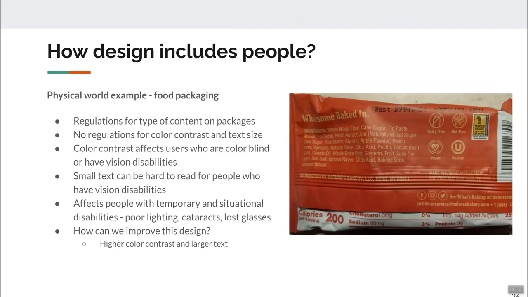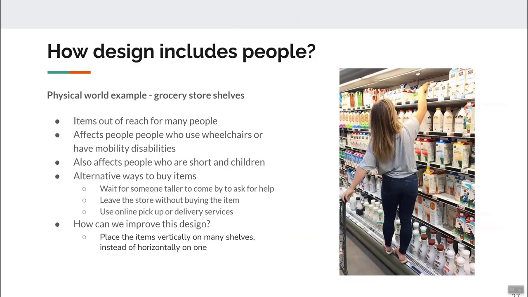Now, I would say because of the color contrast, it might exclude a few people. But then again, the small text is also going to exclude people because it could be hard to read for people with vision disabilities. It also affects people with temporary or situational disabilities because of poor lighting, cataracts, or maybe they just lost their glasses or don't have them handy. So as designers, let's think about how we can improve this design. Higher color contrast and larger text might just do the trick.